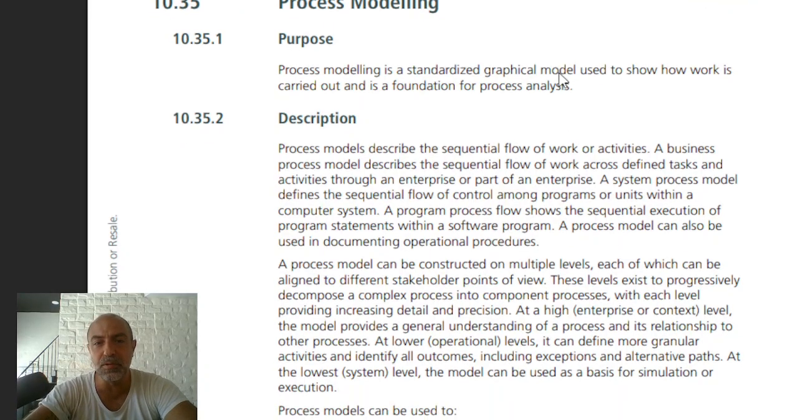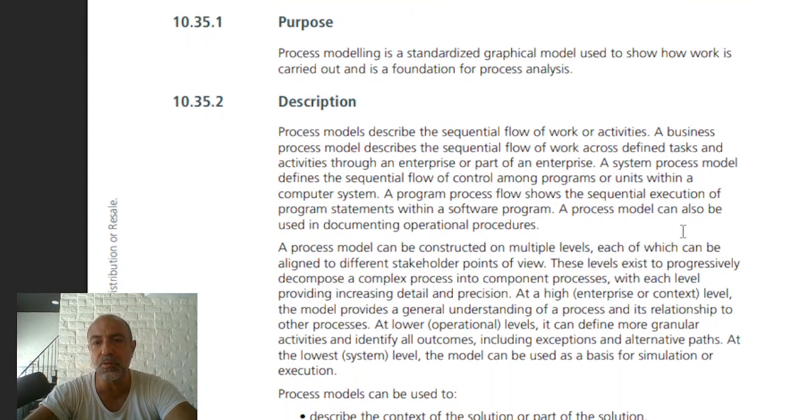What's the description? Process models describe the sequential flow of work activities, as in this happens, then this, then this, then this. Therefore, this happens. A process model describes a sequential flow of work across defined tasks and activities through the enterprise or part of an enterprise. So listen to this, man. And then that means this did not impact this. Therefore, if this happens, then this happens because this happened.